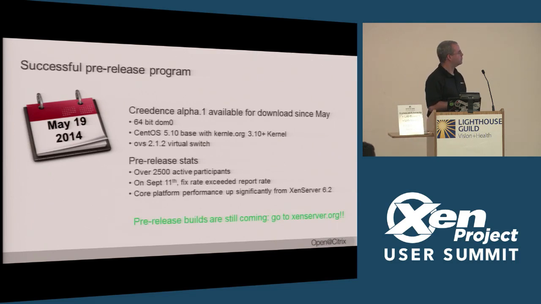And they're still coming. Just go to xenserver.org, click on the pre-release button, download it. There's no logins, there's no tracking you, there's no nothing. If you find an issue, go to bugs.xenserver.org and create your issue. Let us know what the problem is. If it's a little bit more of a developer-centric question, go to the XS-devel mailing list on lists.xenserver.org. Ask the question. Developers are standing by. The meatier the question, the better.